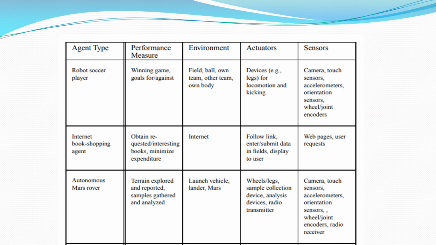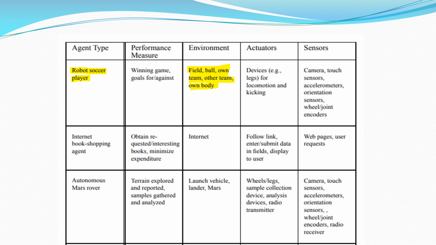We are going to see various other agents and their performance measures, environments, actuators and sensors. One of the common agents is the robot soccer player, which is going to play soccer. What would be the environment here? The field, ball, his team, other team members, his own body. These may be the environment required to play soccer.